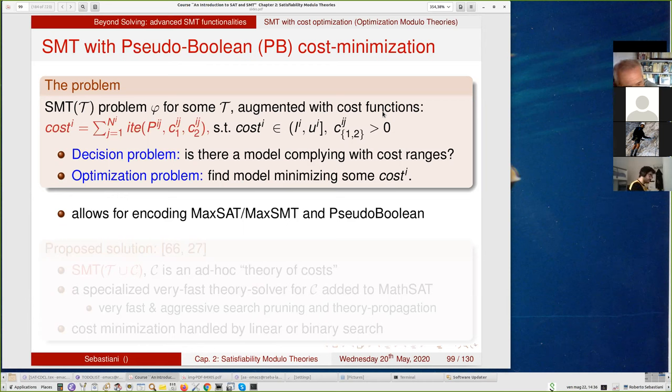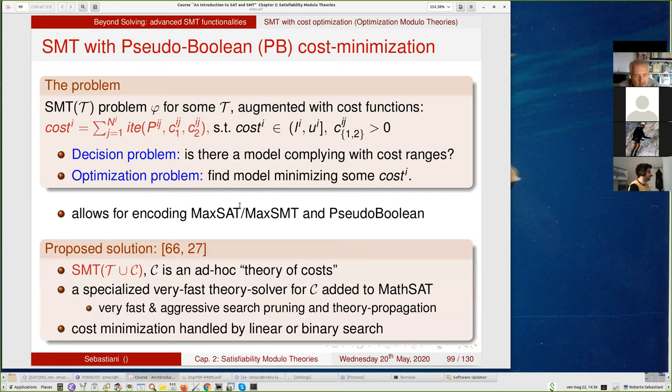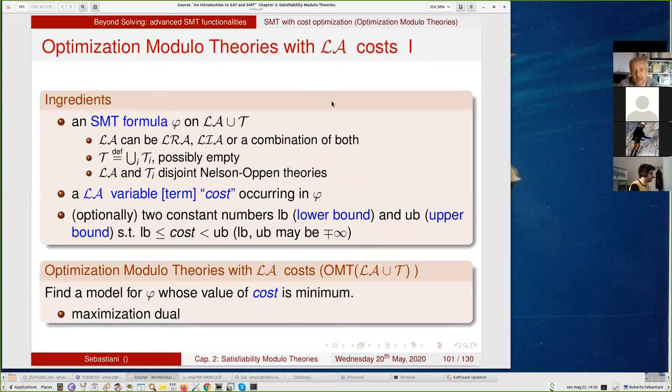So let me go through the general problem here. Optimization model theory is a problem where you have a formula which contains at least one theory, for instance linear arithmetic. The key point of such a theory is that it should contain a notion of greater or equal. So it should admit a total order between the elements of the theory, for instance linear arithmetic, bit vectors, or floating point.